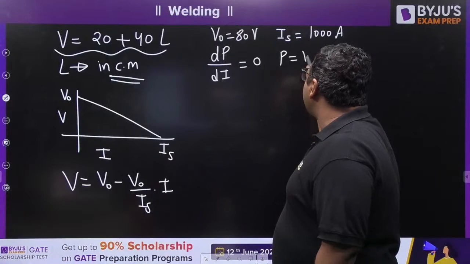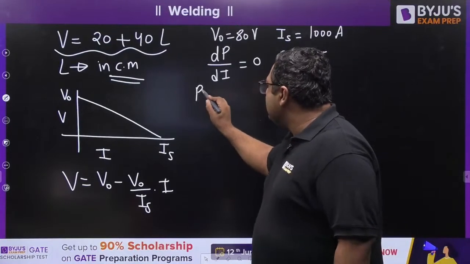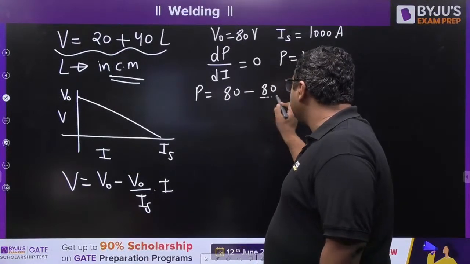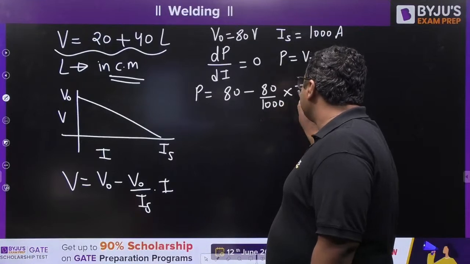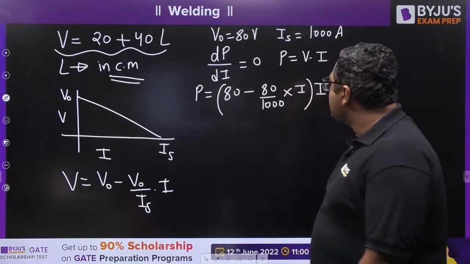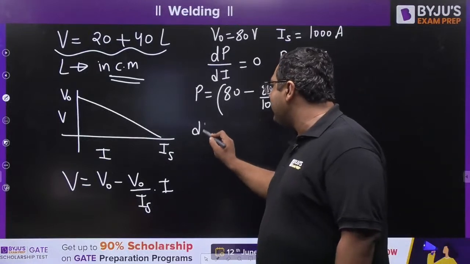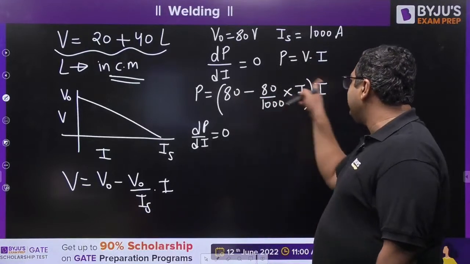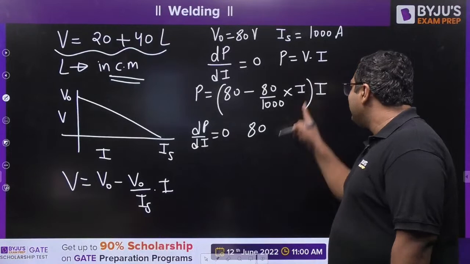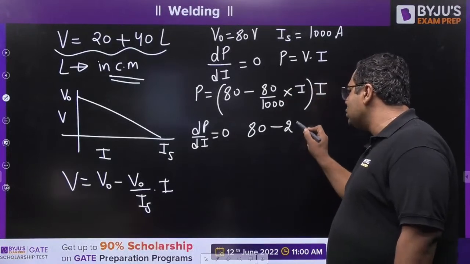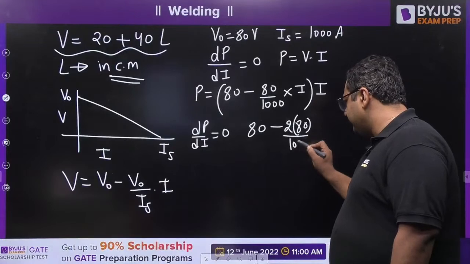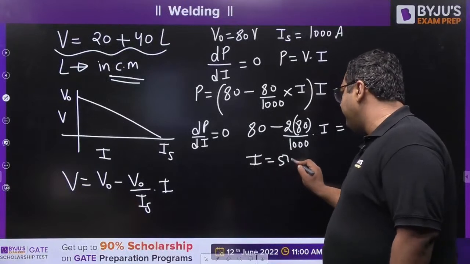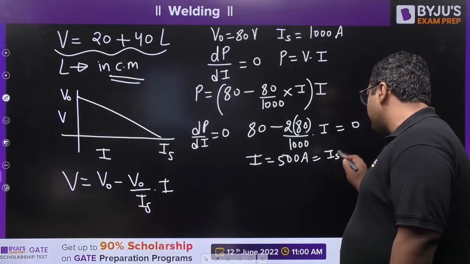You know P is V into I. So you will be writing P equals V naught, which is 80, minus 80 by 1000 into I, and into I. This is power. When you differentiate it, dP by dI equals to 0. What will you get? 80 into I will have differentiation 80. Then 80 into I square by 1000 will be minus 2 times 80 by 1000 into I equals to 0. You will get I equals 500 ampere, which is nothing but IS by 2.